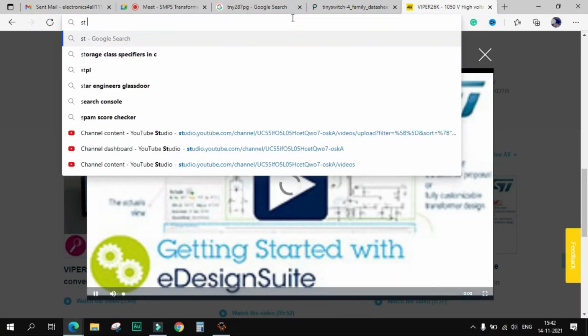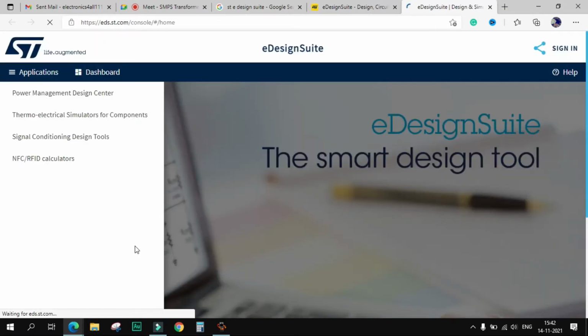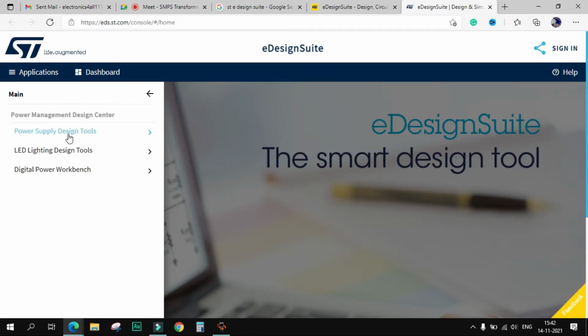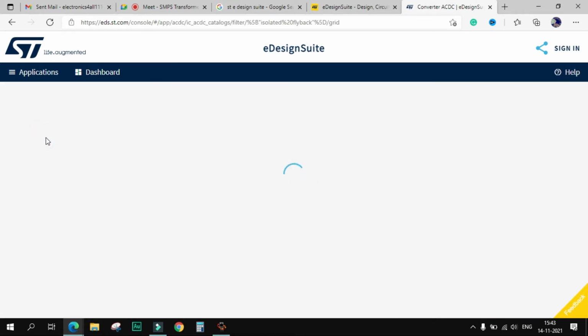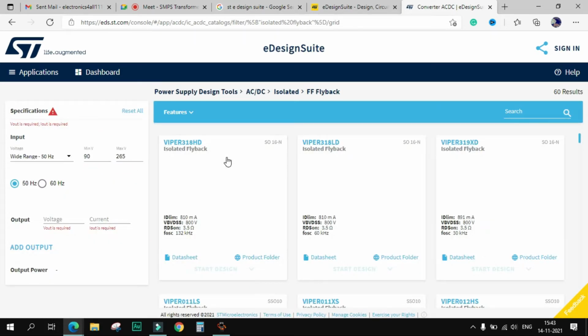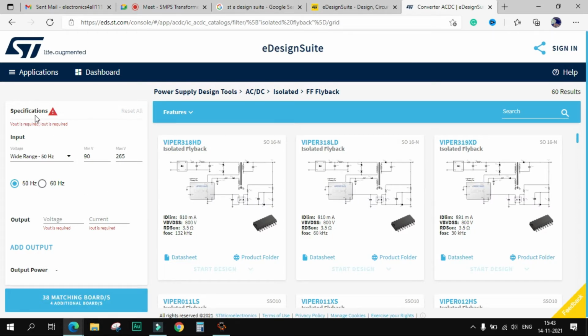Let us just type ST. Yeah, this design suite. Here you can select power management design center, power supply design tools, and ours will be AC/DC converter, PFC, PWM, non-isolated converter, FF flyback. So FF flyback is fixed frequency flyback, and QR is quasi-resonant flyback. Quasi-resonant is an advanced thing, so let us just not go into it.